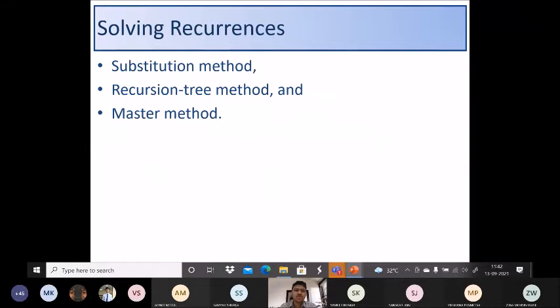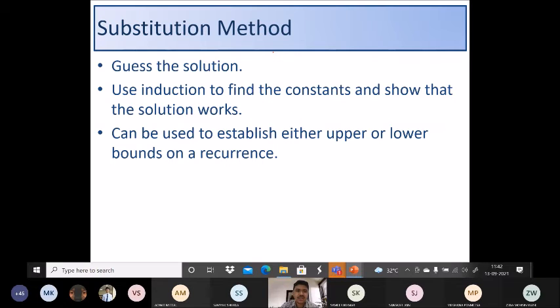Learn these three things: substitution, recursion, and master theorem. Substitution is the toughest one. Why? See, then you can understand. There are three steps: 1, 2, 3. The first step is the toughest step. The step is you have to guess the solution.